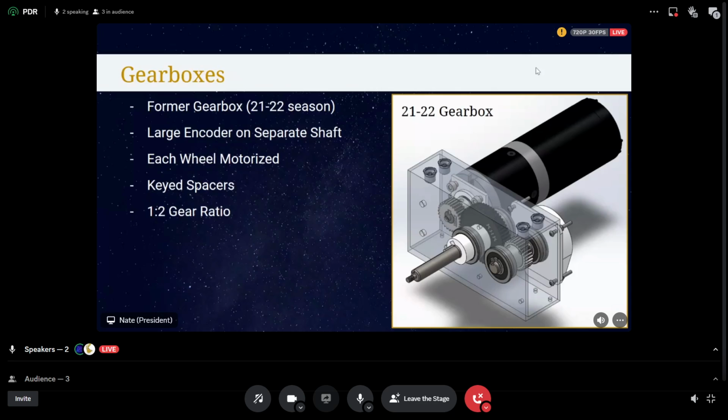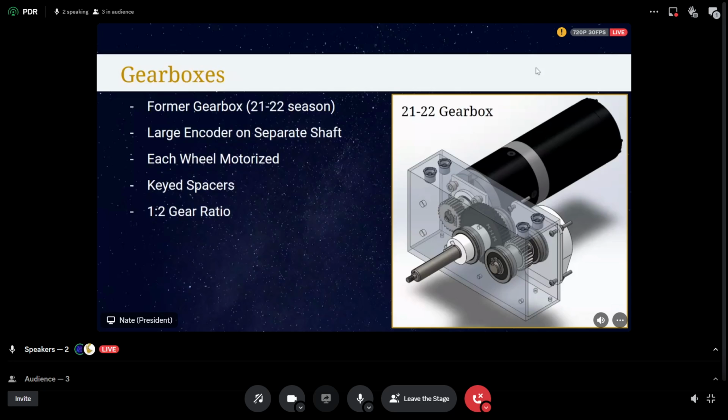For our one, we moved it to the front gearbox. Part of the reason it was on this one, like how it is here, was that in 2021, 2022, we used 4 motors with 4 gearboxes. We're not doing that this year. We're just going to do 2 motors, 2 gearboxes, and then do a chain linkage system.